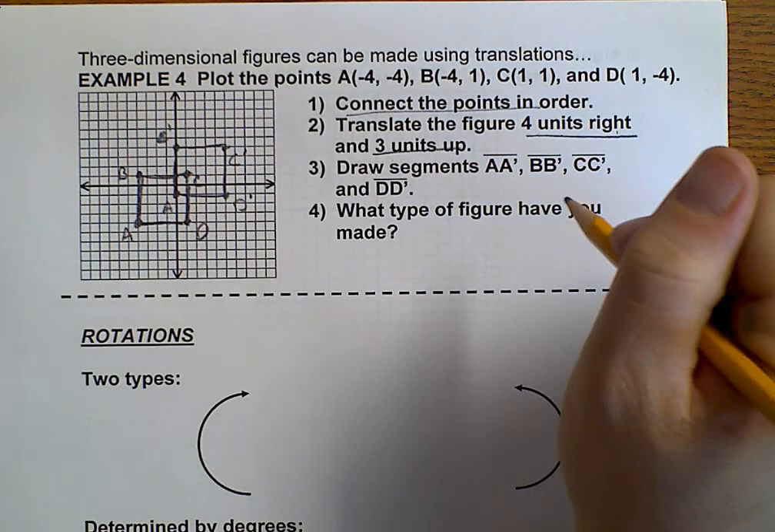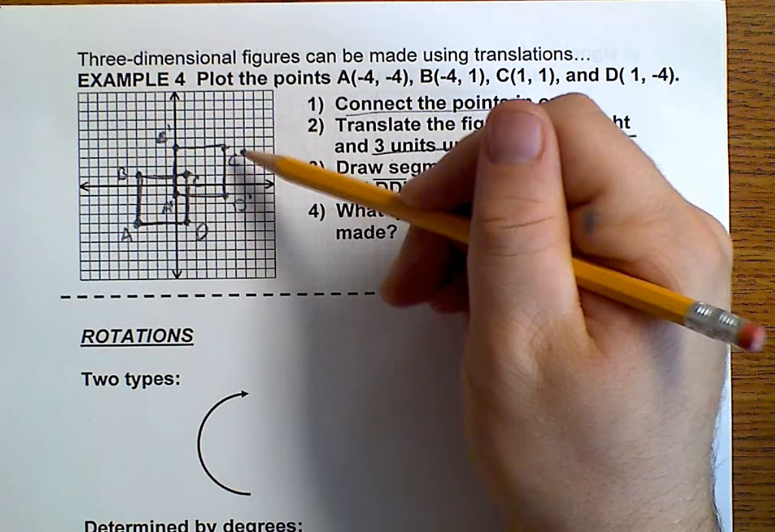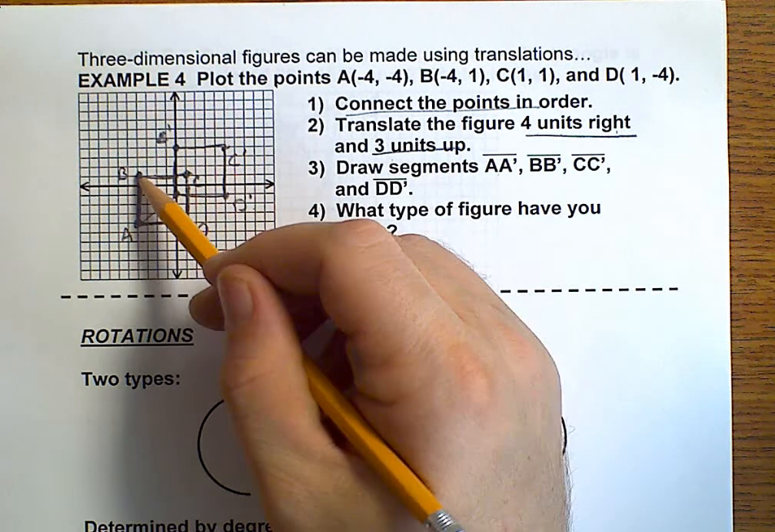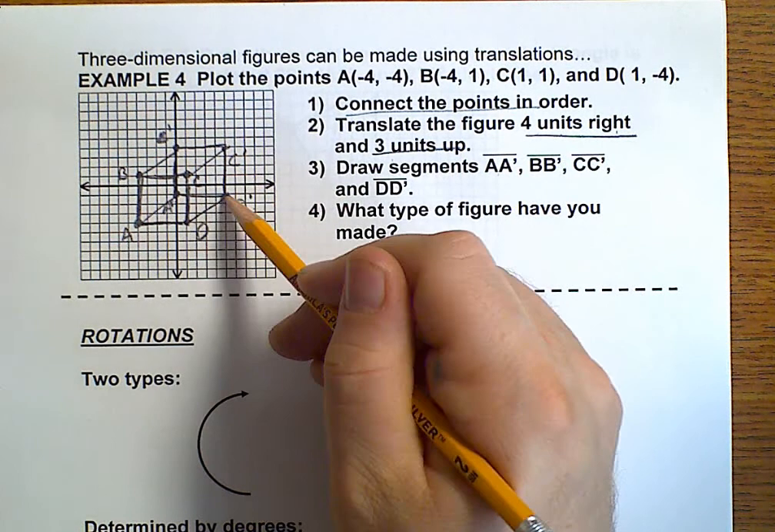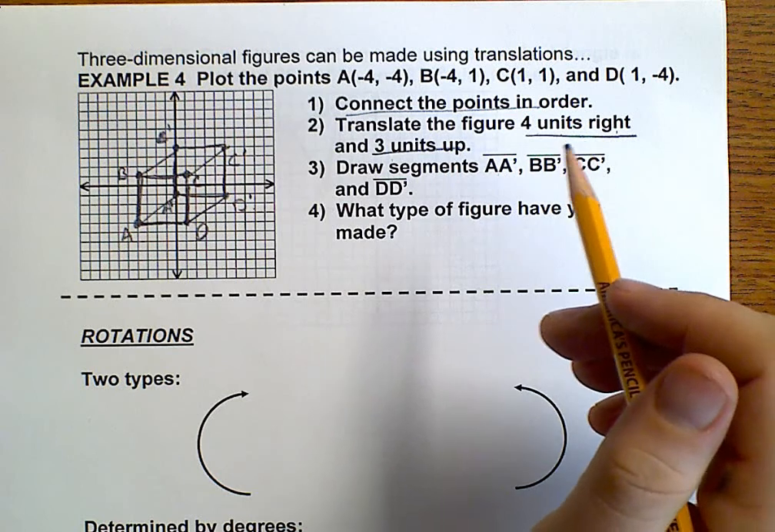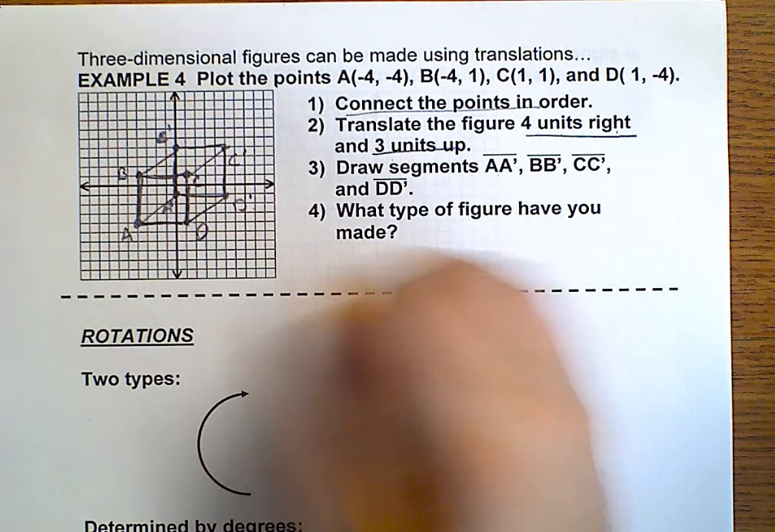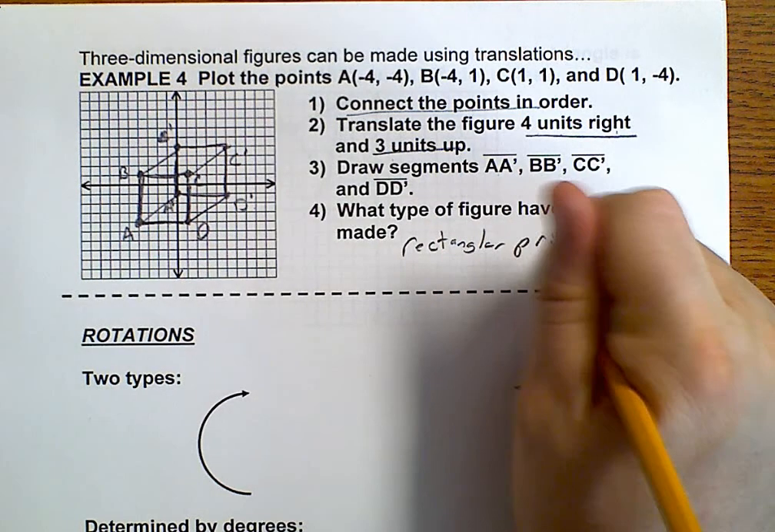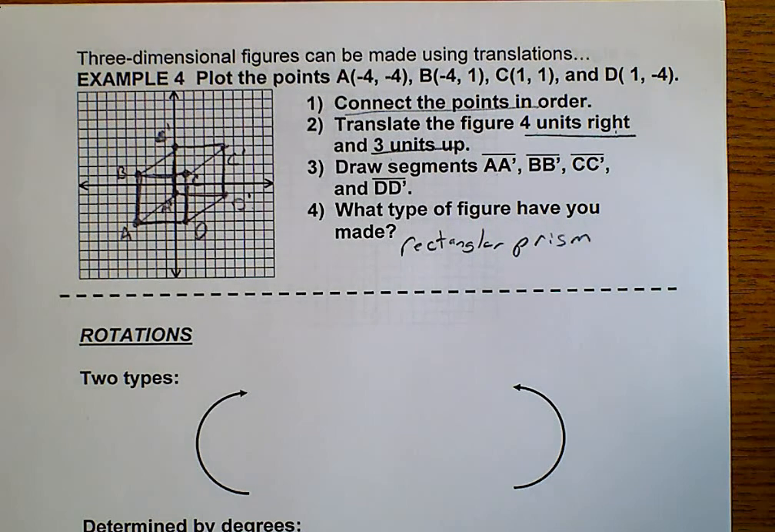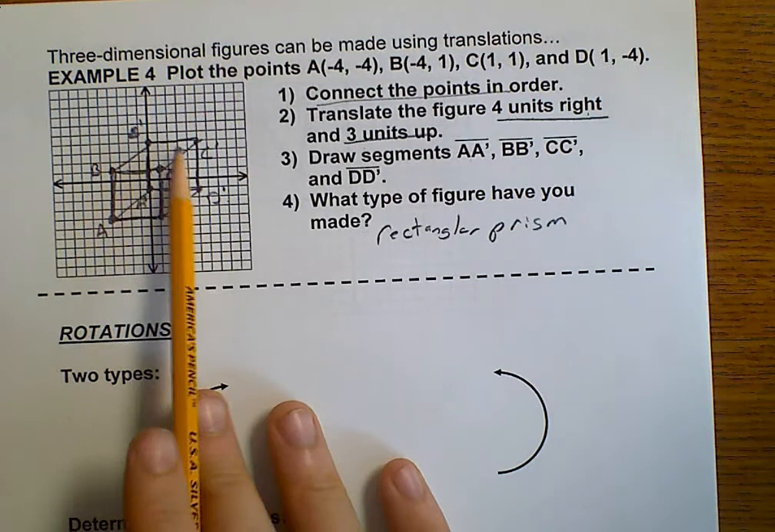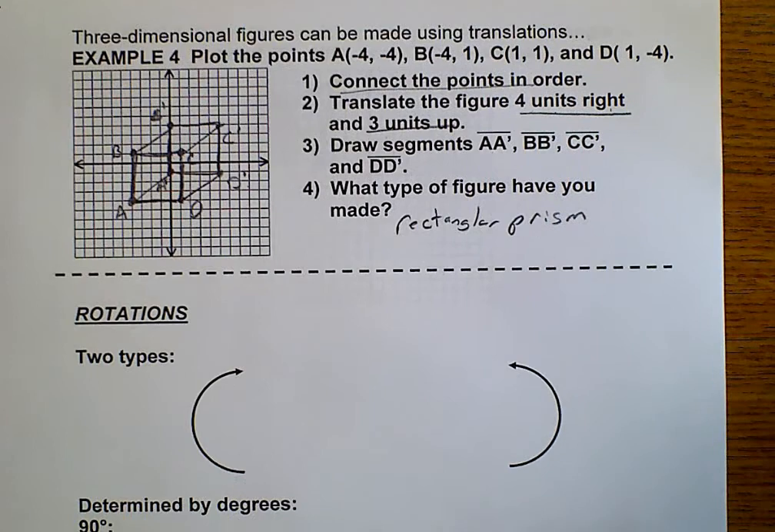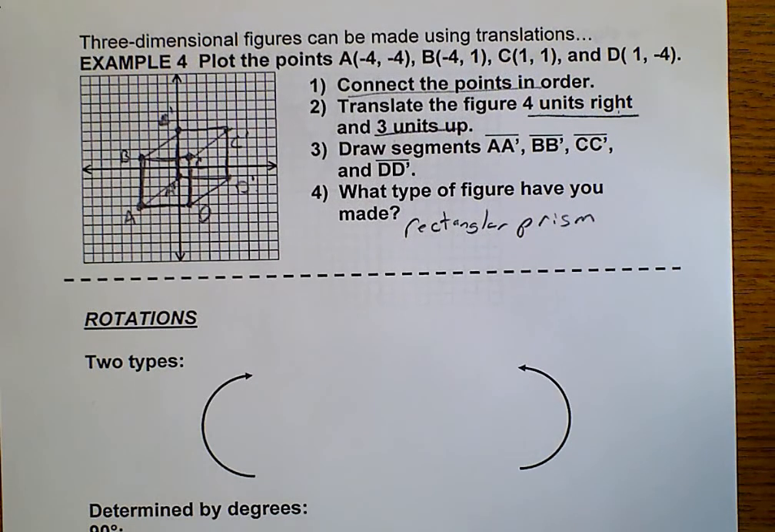Now we've made it. A prime, B prime, C prime, D prime. Now it says to connect A to A prime, B to B prime, C to C prime, and D to D prime. And what type of figure have we made? Well, it is a rectangular prism. We drew a rectangle, we drew another rectangle, we connected those, we got a rectangular prism. It might even be a cube, but without me going back and measuring distances, I can't be certain that it is a cube. I can tell that it's a rectangular prism.